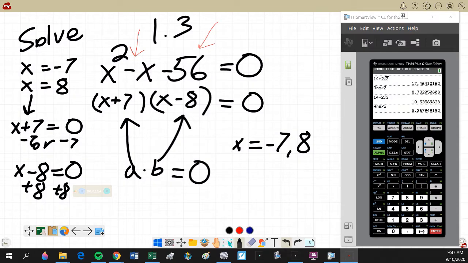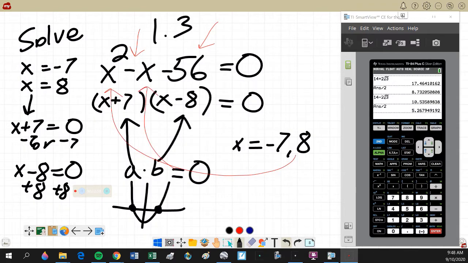What is the significance of those numbers? What does negative 7 and 8 tell us about this equation? That's where the graph hits the x-axis. So if I were to graph that original quadratic, it's in the shape of a parabola, and it hits the x-axis at negative 7 and at positive 8. Good. The other thing it means is if I plug this number in here, I will get 0.